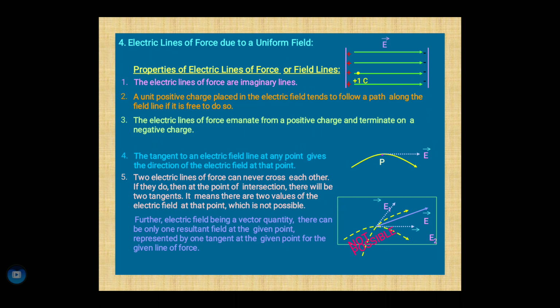The electric lines of force emanate from a positive charge and terminate on a negative charge. The tangent to an electric line of force at any point gives the direction of the electric field at that particular point. Now, again, a very important property for the board exam: two electric lines of force never ever cross each other, because if they cross, then they show two different directions of electric field at one position, which is impossible.